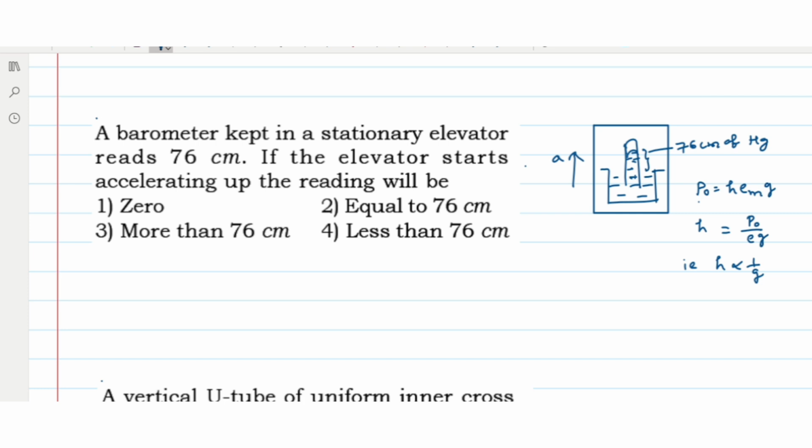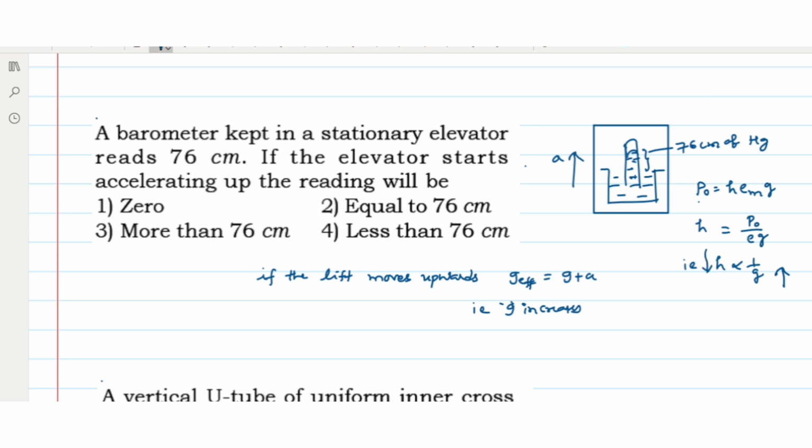Means if the lift is accelerating up, if the lift moves upwards, then the effective g value you get is g plus a. Means the effective g value is increasing. So if g is an increased value, the height of the mercury column will be a decreased value.